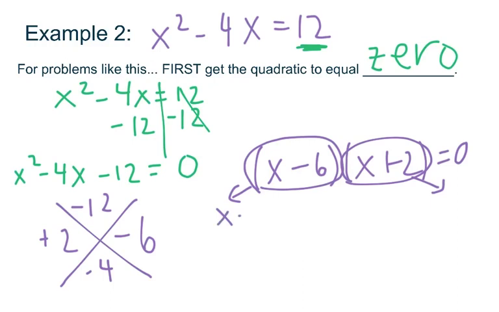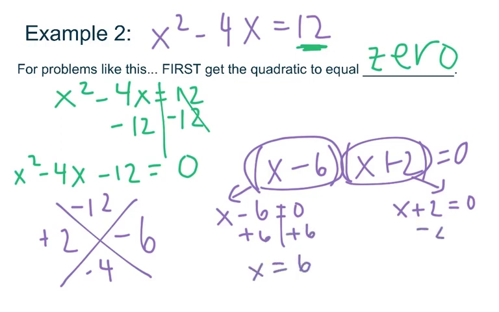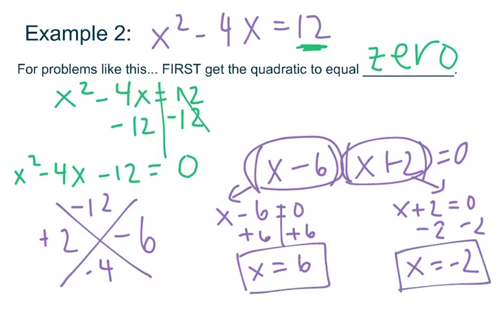Okay, so x minus 6 equals 0. X plus 2 equals 0. And then we solve each of these. Add 6 to both sides. We get x equals positive 6. Subtract 2 from both sides here. So we get x equals negative 2. And those are our two final answers.